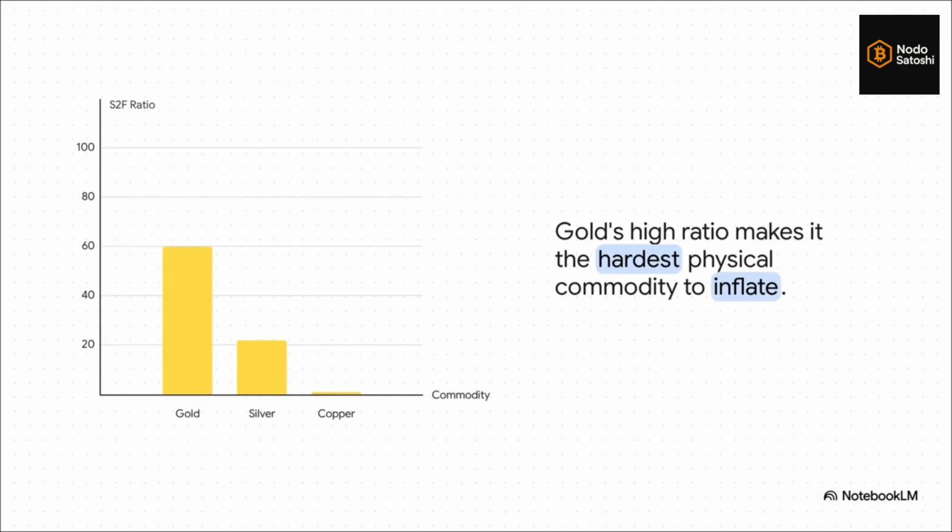And this chart just lays it all out perfectly. This is why gold became money. It has the highest stock-to-flow ratio of any commodity out there. Think about it. Even if the price of gold skyrocketed tomorrow, you can't just go and magically dig up twice as much. It's that resistance to new supply that made it such a reliable way to store your wealth over generations.